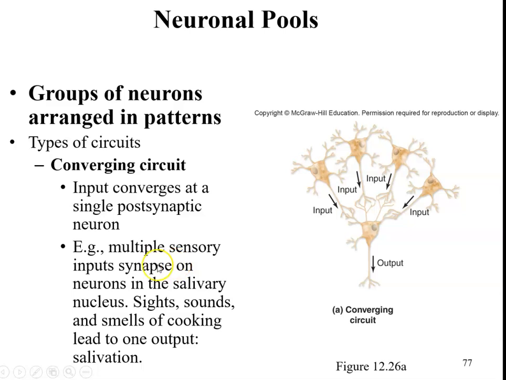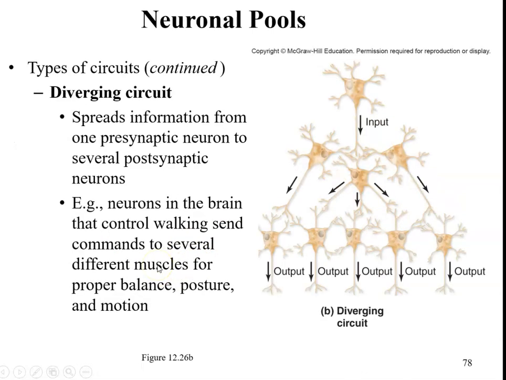salivation. Contrast this with a diverging circuit. This is where information is going to spread from one presynaptic neuron to several postsynaptic neurons. For example, this would be neurons in the brain that control walking. They're going to send commands to several different muscles for proper balance, posture, and motion.